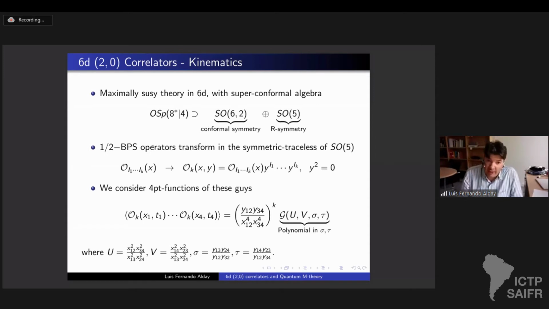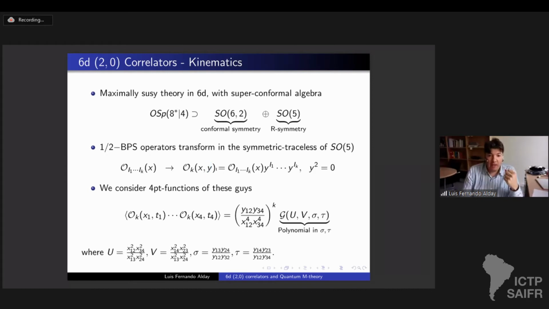There is a bunch of half-BPS operators, and half-BPS operators transform in the symmetric traceless representation of SO(5). So they are operators with k indices, where each index runs from 1 to 5, each transforming in the fundamental of this SO(5). Each of them is a local operator, so it's evaluated at a point in this 6-dimensional space. Now, rather than carrying these k indices around, which is a bit cumbersome, we will introduce for each operator a 5-dimensional null vector y, such that y² is equal to 0, and we will contract all these k indices with k times this vector y. So we finally have these operators O_k, which are a function of a point in 6 dimensions and a 5-dimensional null vector.